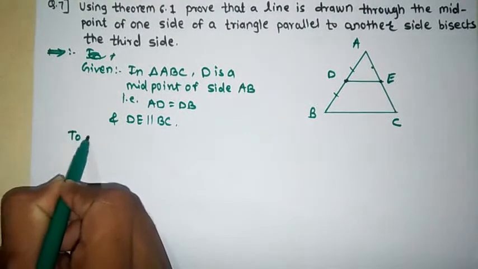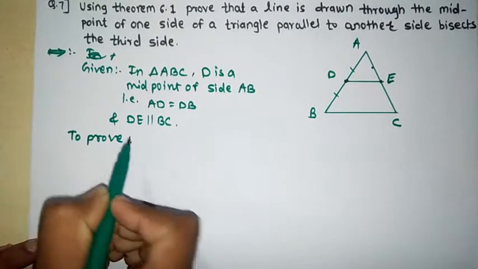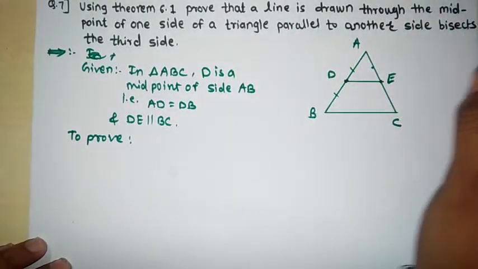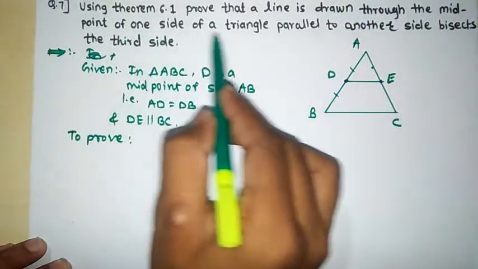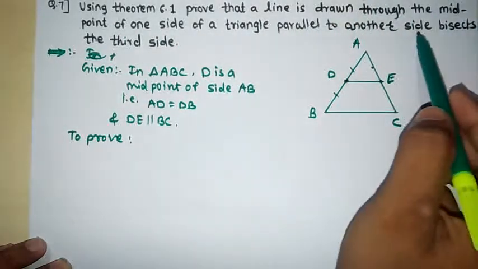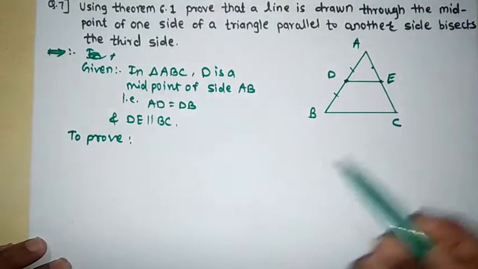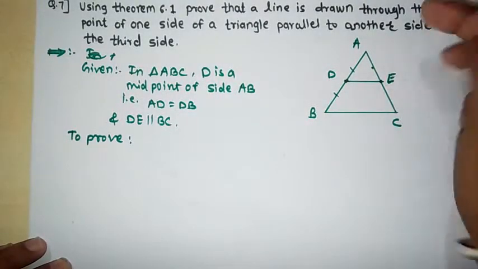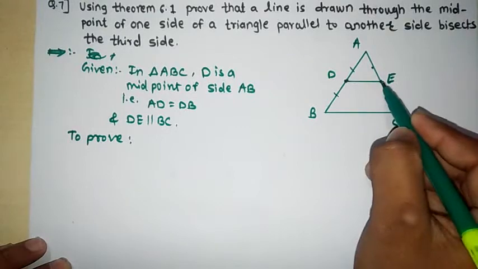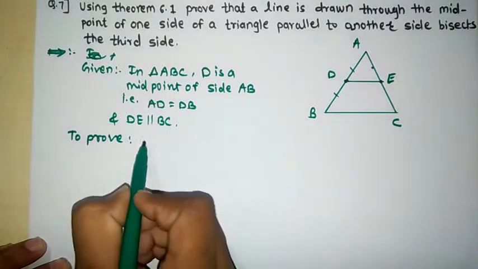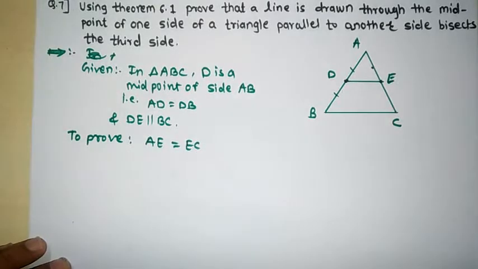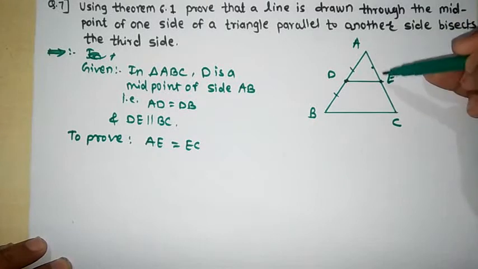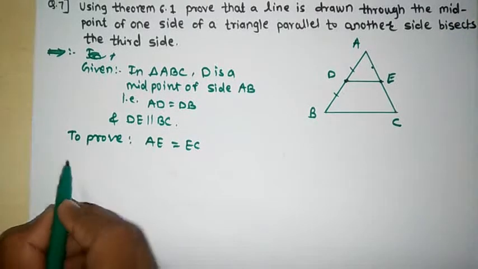Then what we have to prove: that a line drawn through the midpoint of one side of a triangle parallel to another side bisects the third side. Bisects the third side means point E bisects AC. Bisects means AE is equal to EC. That only we have to prove here, that is AE is equal to EC.